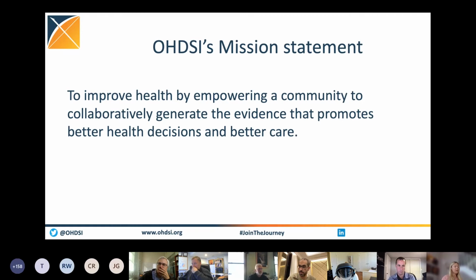So we're going to start with OHDSI's mission statement. And that is to improve health by empowering a community to collaboratively generate the evidence that promotes better health decisions and better care. And in order to achieve this goal, first, we need to help the community convert their data to the CDM. And that was how this work group was born. Healthcare systems, hospitals, and other friends with EHR data needed some guidance.